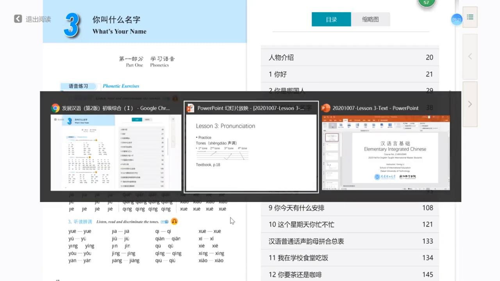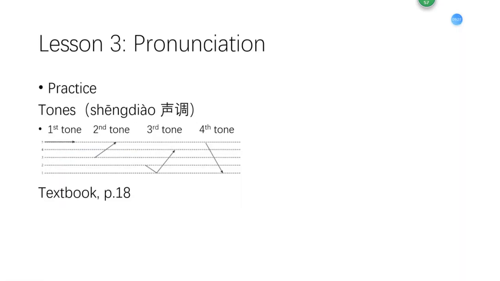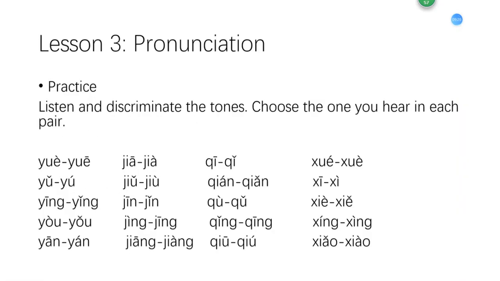Okay, let's continue with 2 other tone exercises, okay? So the next one, listen and discriminate the tones and choose the one you hear in each pair, okay? So this is another one for the tone practice.